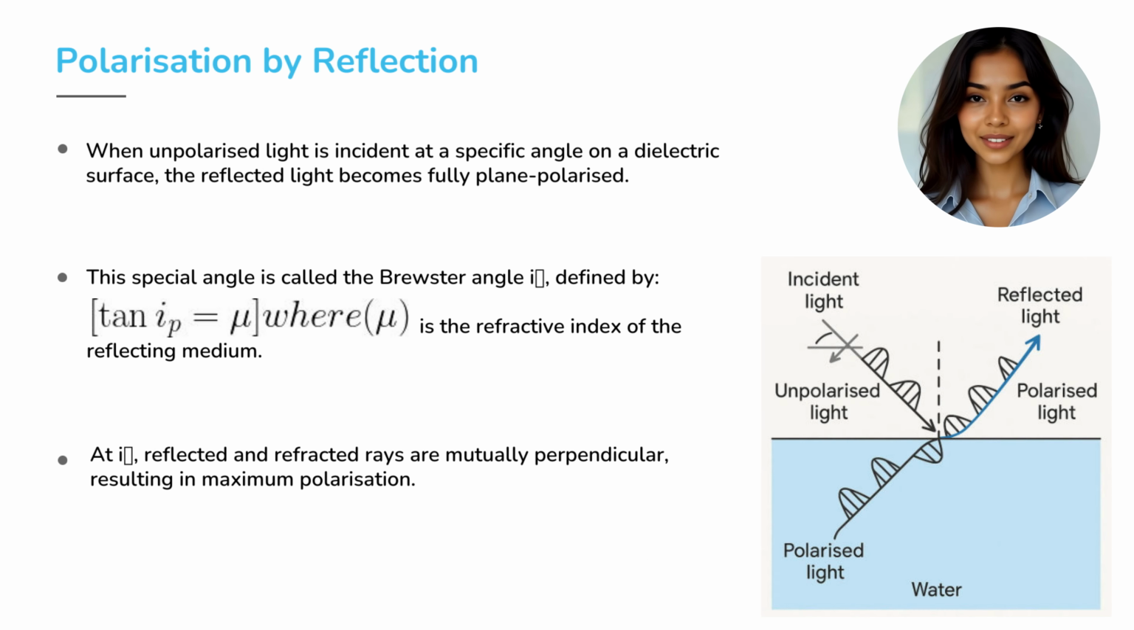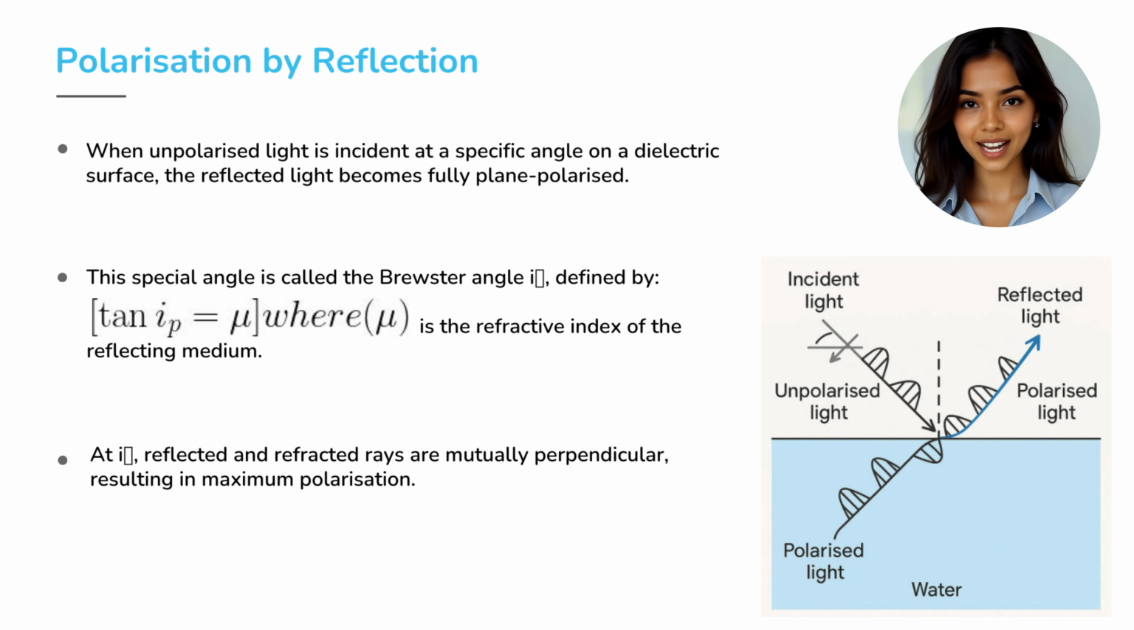Here's a fun fact. When unpolarized light, a jumbled crowd of vibrations, hits a smooth surface like glass or water at just the right angle, the reflected light comes back fully organized, vibrating in just one plane. That special angle is Brewster's angle, named after Sir David Brewster, who figured this out. It's the angle where the reflected and refracted rays are perfectly perpendicular. Imagine them making a perfect L shape.